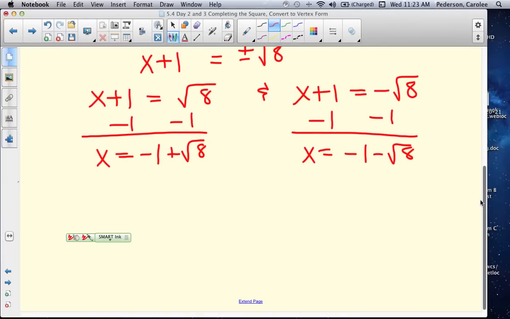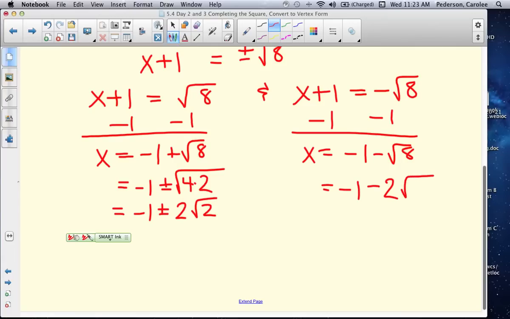Now think back to your reducing radicals worksheet. Can you reduce down the square root of 8? Yes. You can rewrite 8 as 4 times 2. And now what pops out is a 2 because the square root of 4 is 2. So our final answer is negative 1 plus 2 square roots of 2. Now we're going to do the same thing on this right equation. Just change that to a negative 2 square roots of 2, where that square root of 8 is. Now look at the answers. They're not whole numbers or integers, they are radicals.